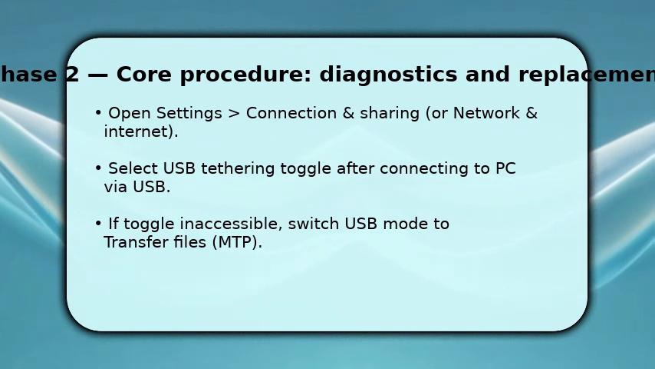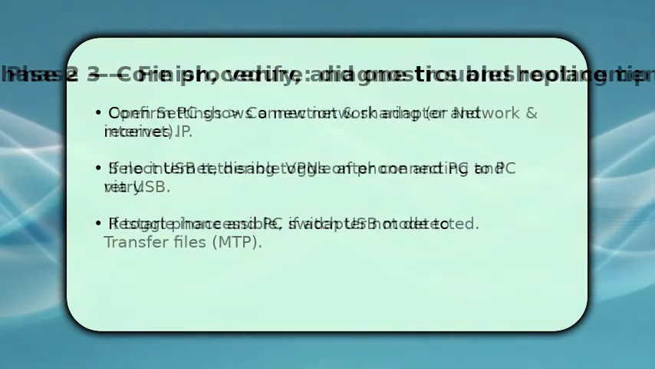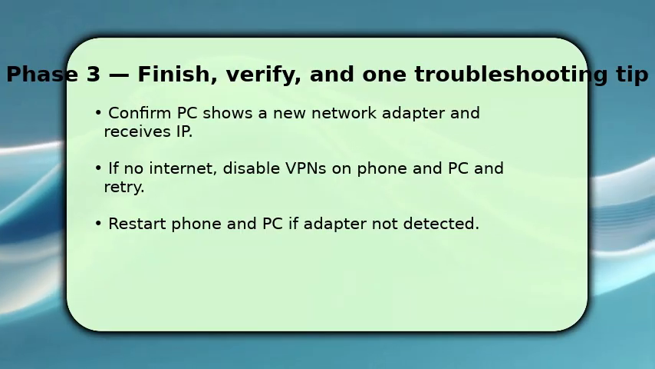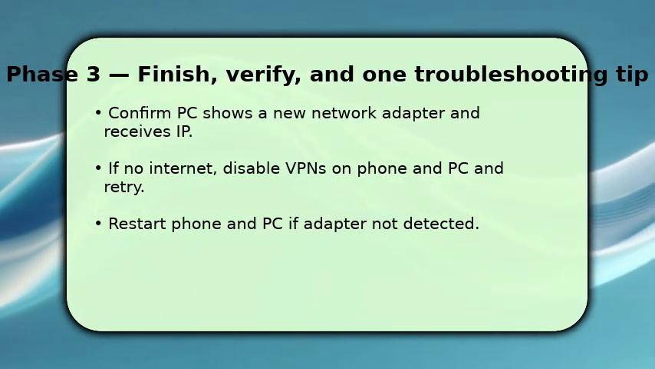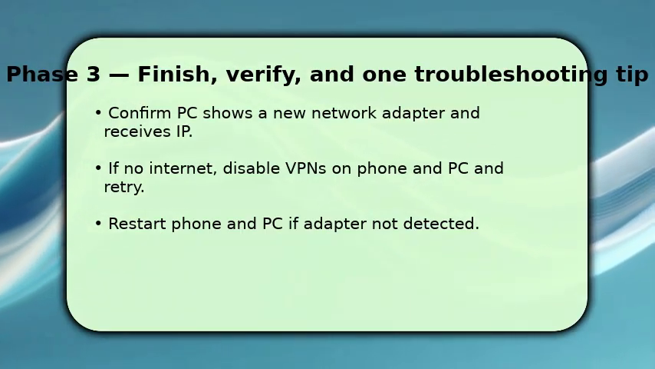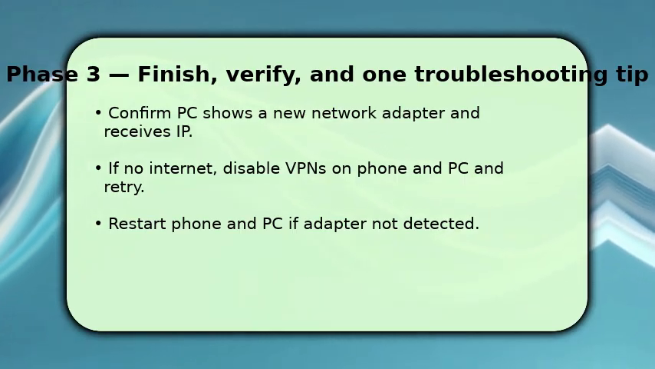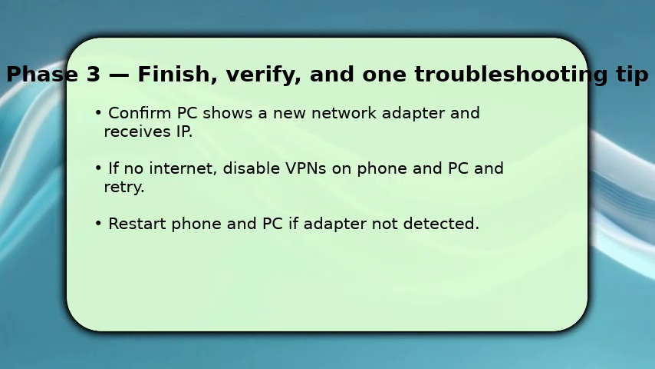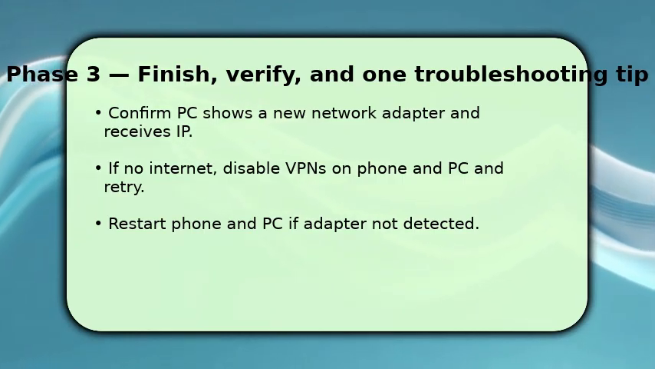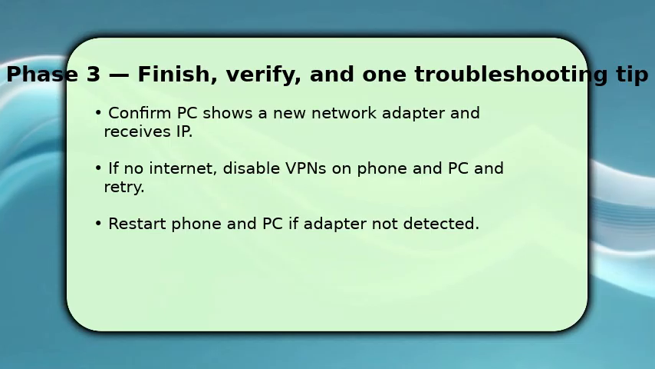Once USB tethering is enabled, verify the PC recognizes a new network adapter and has an IP address. That confirms internet sharing. If you see no connectivity, make sure any VPNs are disabled on both devices and that mobile data is active on the phone. VPNs can block tethered traffic.